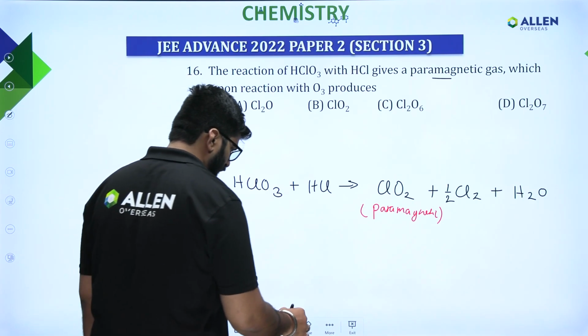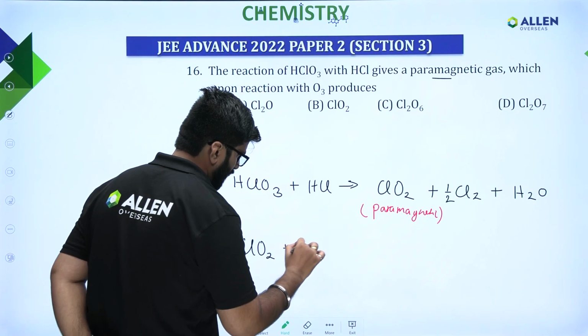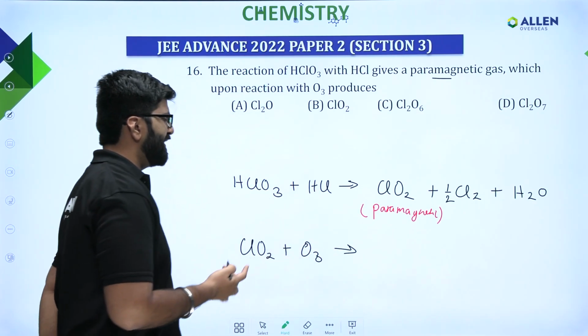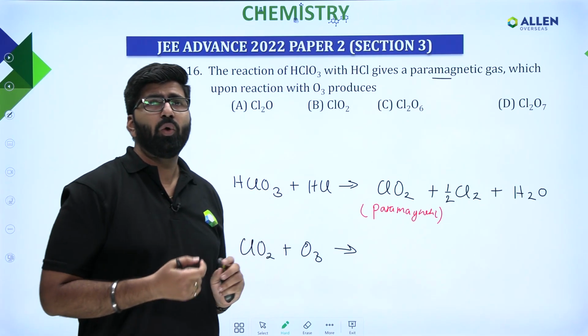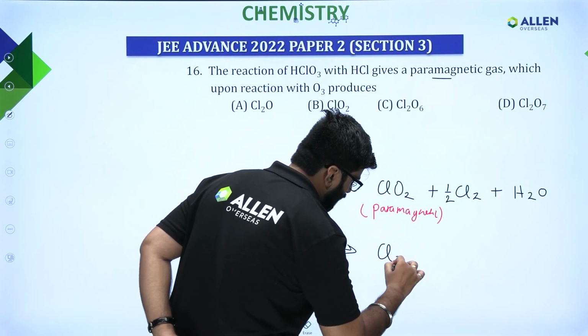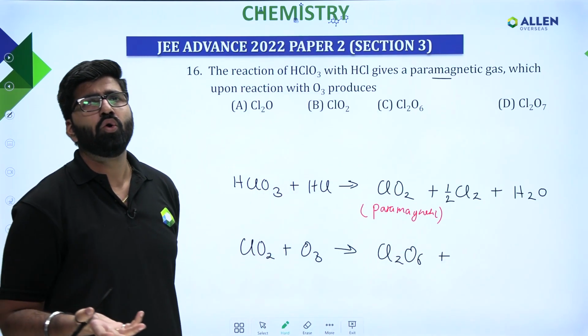Okay. Now let's see the next part, which upon reacting with O3 produces what? So now we are going to react your ClO2 with your O3. What's the product which will be formed? In this case, the product which will be formed will be your Cl2O6 plus your O2 gas.